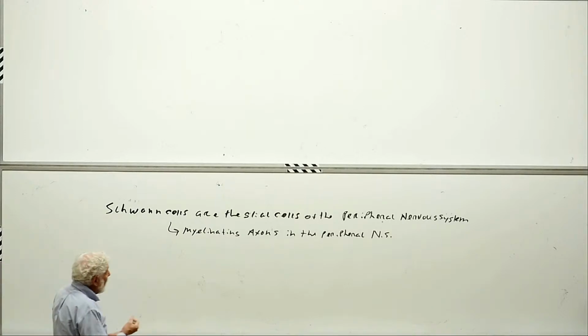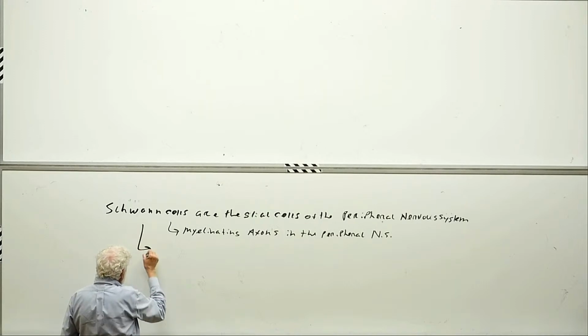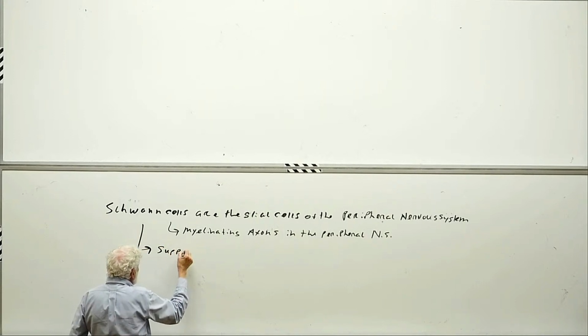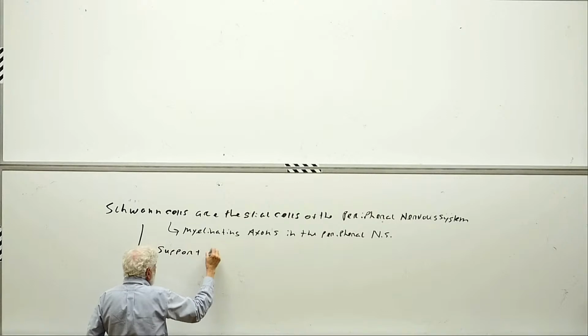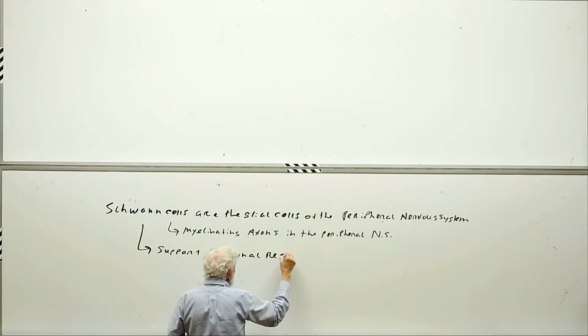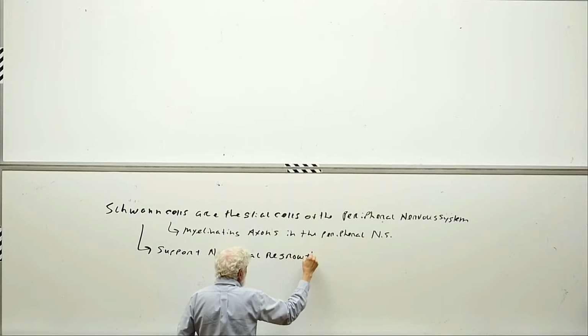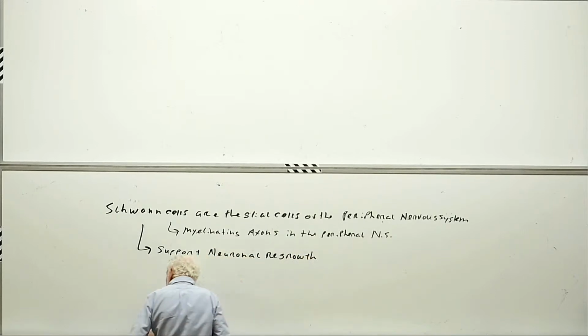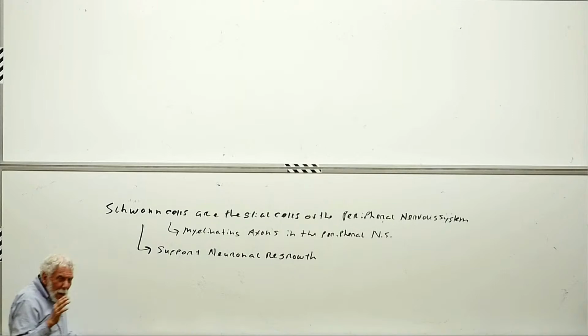The Schwann cells, these guys will support neuronal regrowth. If you don't damage neurons too badly in the periphery, they're reasonably good at finding their way back to their old targets. The story I tell is one left over from years ago.